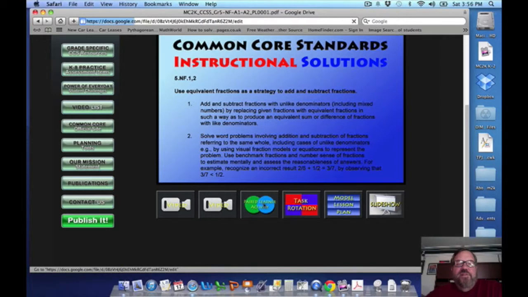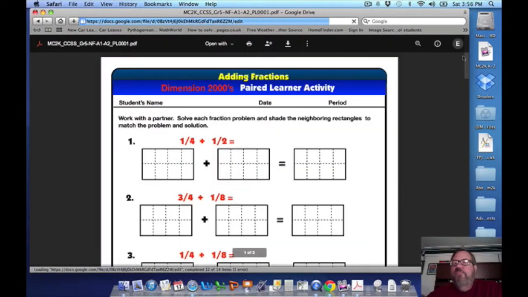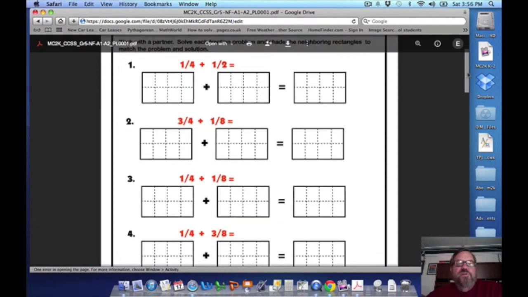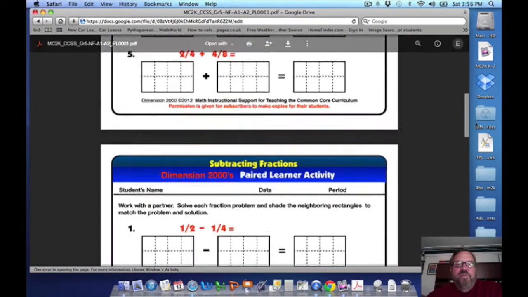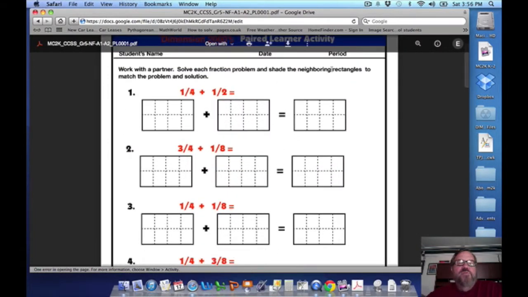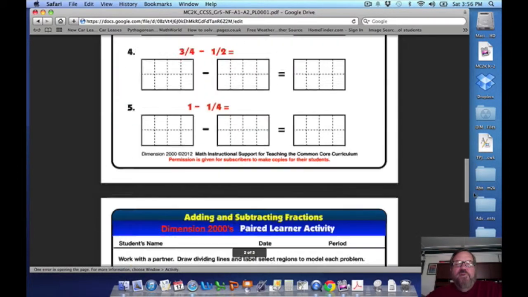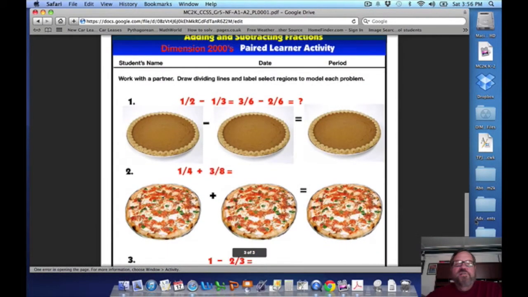Paired learner activity is just like it sounds. You ask your kids to work with a partner. You provide each student with a handout, and you can print these right here. And the kids work together as they go through the problem. So here we're solving fraction problems, but we're shading grids to show each fraction and also the solution in the end. And all of our Common Core standards are going to have resources like these.